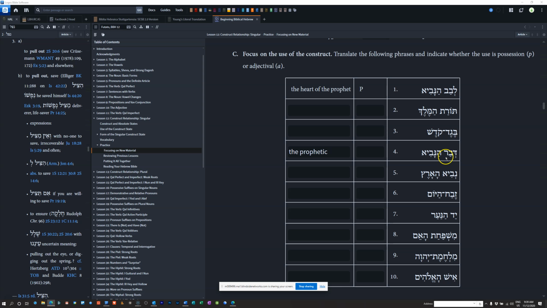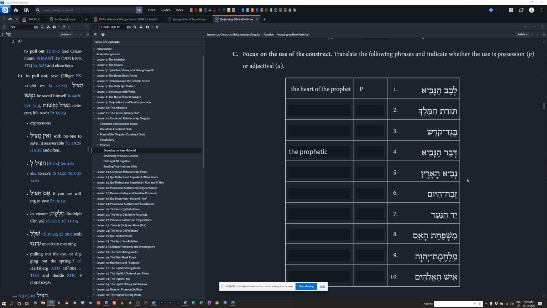Number 4, we have Devar Hanavi. So this is, again, we have to check our absolute to find out if this is definite or not. It is. We have a definite article here, so we have the word of the prophet, or it might be the message of the prophet. This is one that could go either way. This could be the message belonging to the prophet, or if you were to turn Hanavi into sort of a description, you might use the prophetic word or the prophetic message. So this one could go either way. My feeling is Futato probably goes with possession here.